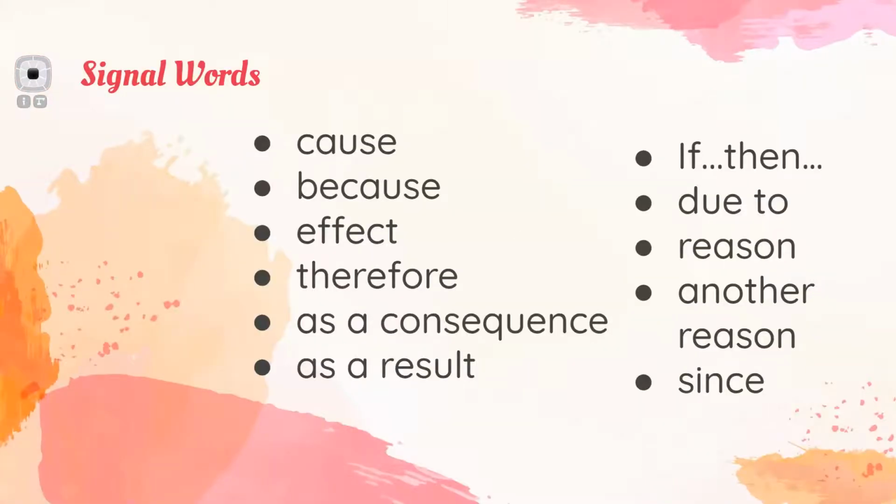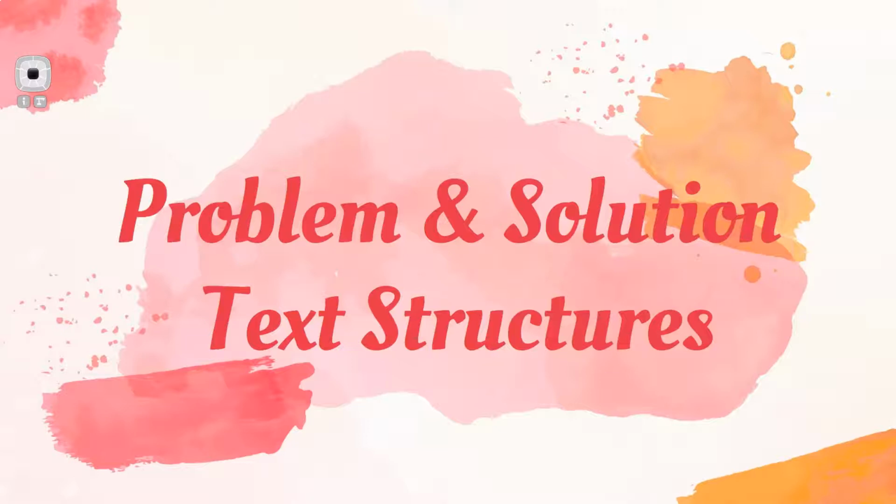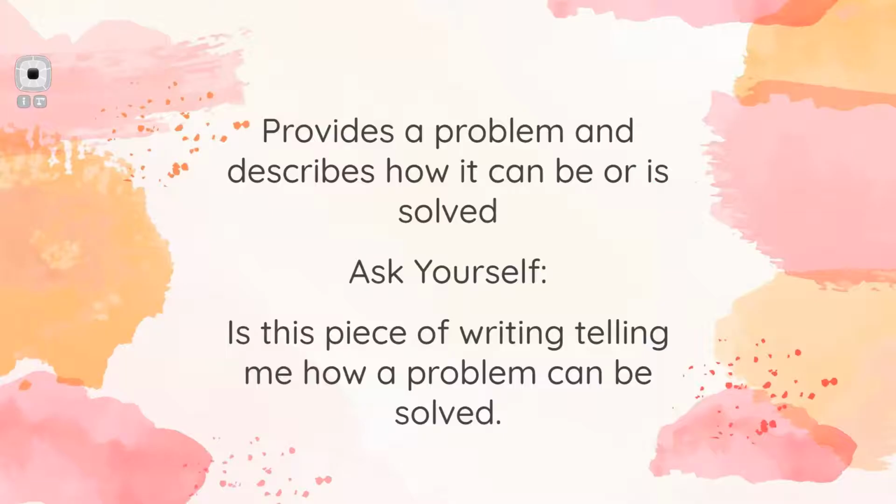Okay. And so today we're talking about problem and solution text structure. Think about when we read fiction books and how the story always has a problem and a solution. Now in informational text, not every passage we read has a problem and a solution. So this is a text structure that you may come by. The information that you'll be reading provides a problem and describes how it could be or is solved. So as you're reading, think about, is this piece of writing telling me how a problem can be solved?